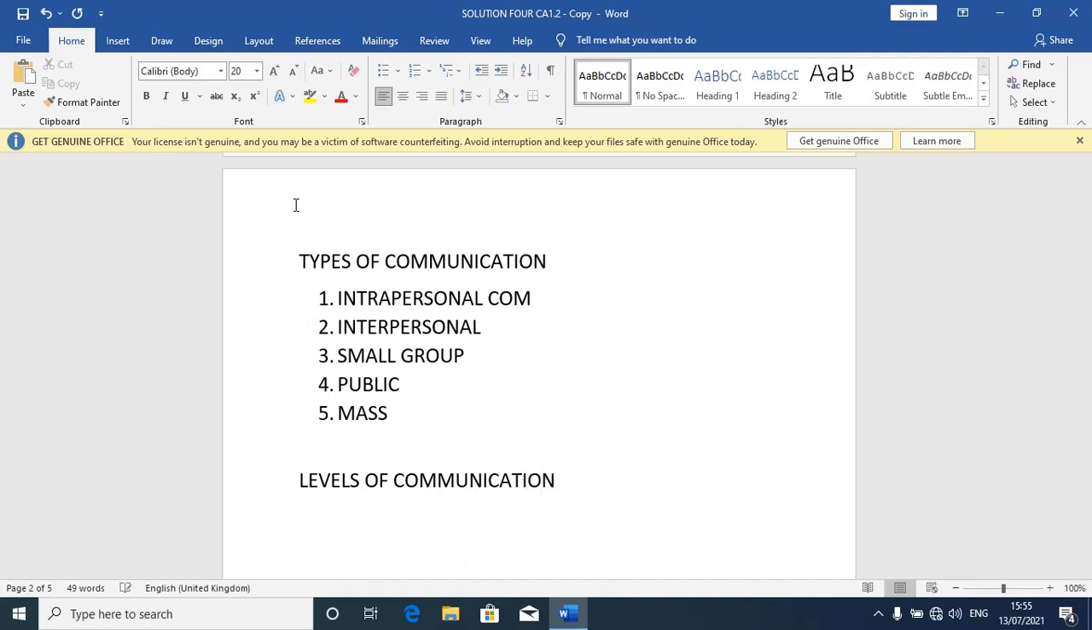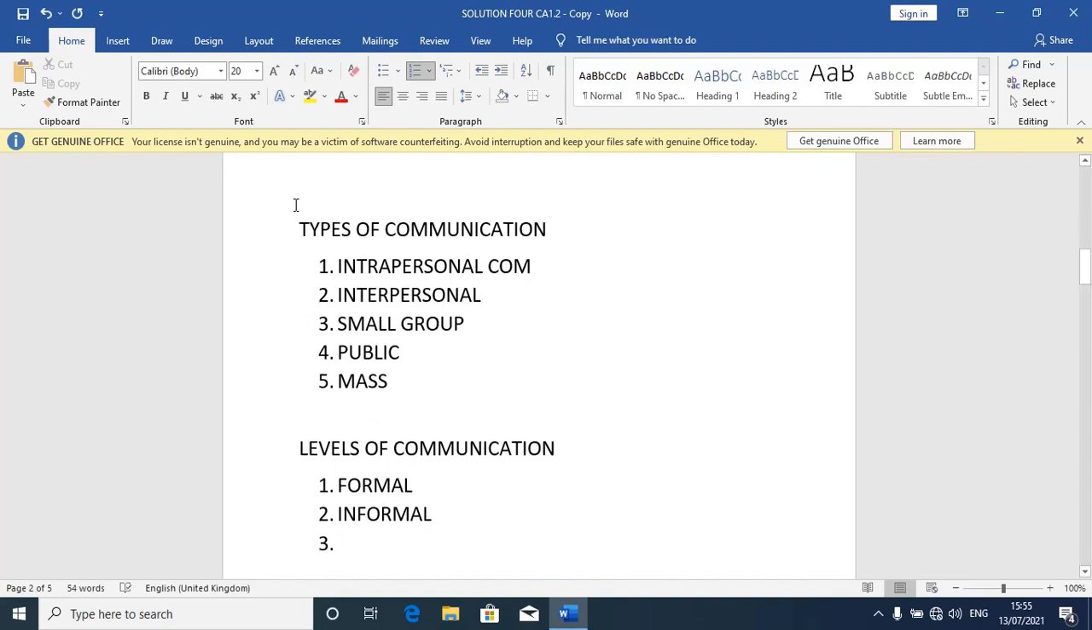Levels of communication. We have about 3 different levels of communication. We have formal communication, informal communication, and the grapevine. So number 1, the communication could be formal communication, or the communication could be informal communication. And then we have another special kind of communication which is called the grapevine.